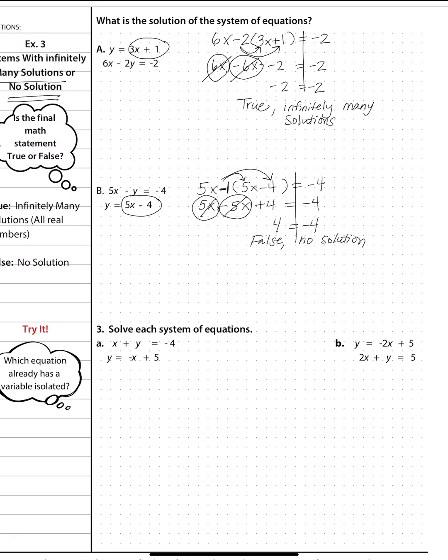So go ahead and do the try-its. Which equation already has a variable isolated? Keep that in mind. At the end, you want to review your notes and double check to see if you were correct.